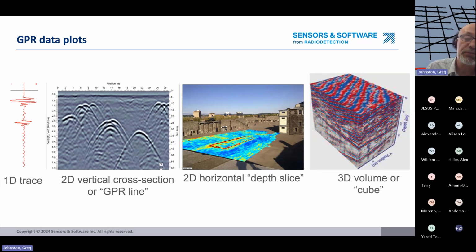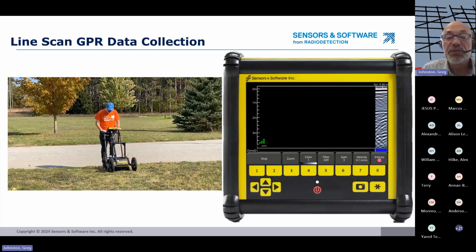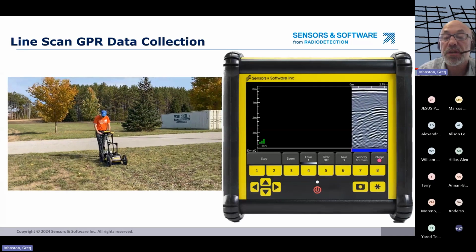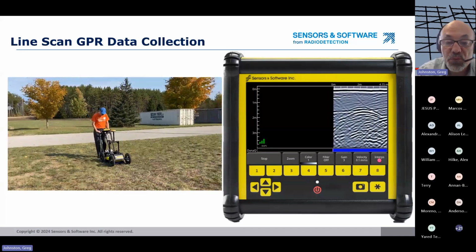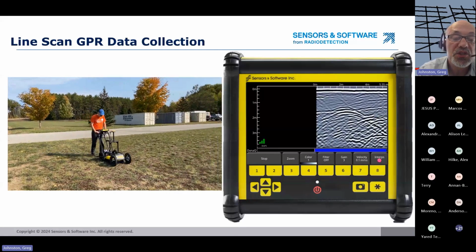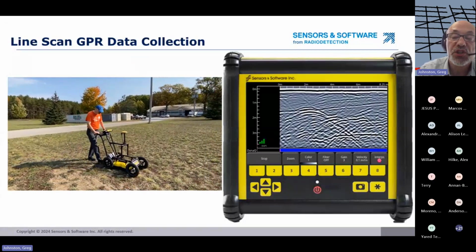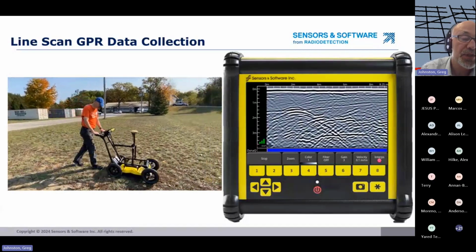So let's have a very brief look at the three basic types of data collection to set the stage for the EKKO Project software. The first type of GPR data collection is a line scan, as shown here. The GPR system is moved from point A to point B, and GPR traces are collected at equal intervals in between, generating a cross-section of the subsurface.